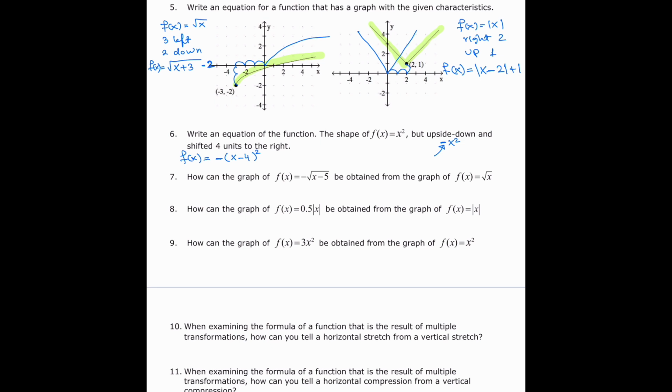How can the graph of f of x be obtained from the square root of x? The transformation here is basically a horizontal shift moving 5 units to the right. So 5 units to the right, and then flipping it upside down, or reflecting across the x-axis.